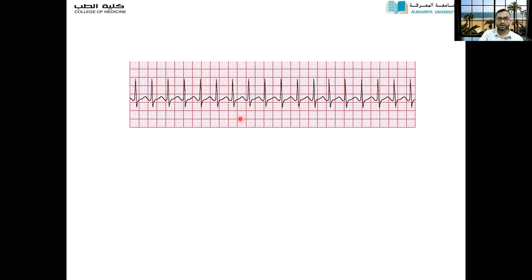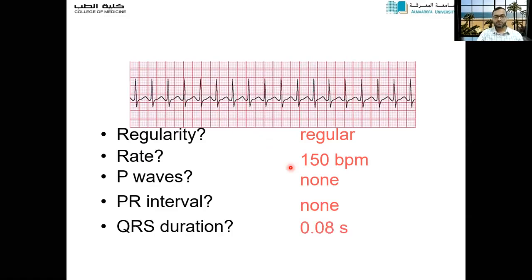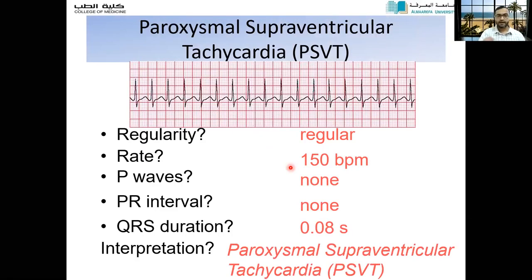So it's arrhythmia definitely, and tachycardia is there. The rate is approximately 150 beats per minute. It's two big squares. You can see here, two big squares. 300 divided by 2 is 150 beats per minute. P waves are absent. Rate is too high. What is this condition? This is definitely a supraventricular tachycardia. One type of this arrhythmia, you will label it as supraventricular tachycardia. And the final diagnosis is paroxysmal supraventricular tachycardia, PSVT.